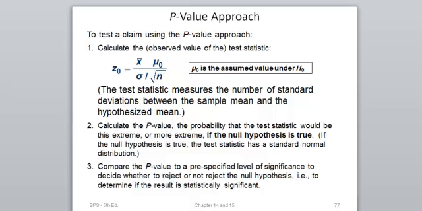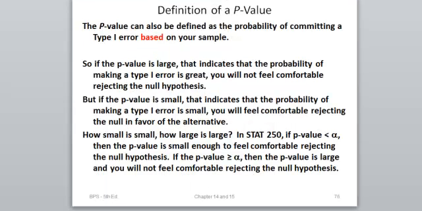So how do we get the p-value? Well, to test a claim using the p-value approach, the first thing you have to do is calculate the observed value of what's called the test statistic. And since we're in a z-test, it's called z-naught. And this is how you would calculate z-naught. Now, in the next installment, in part 10, we're going to actually get more into how we calculate the p-value, and then we're going to continue with example 1 and complete the example.